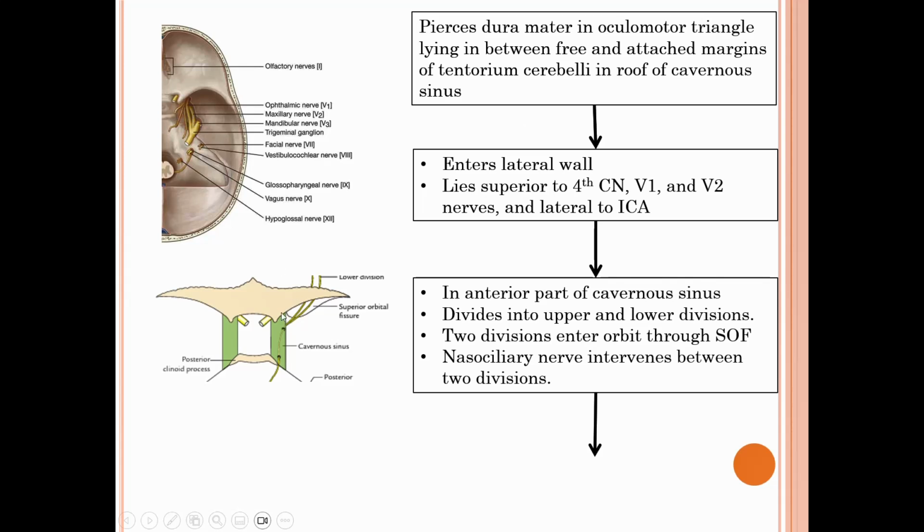It enters the lateral wall of the cavernous sinus, and it lies superior to the fourth cranial nerve, ophthalmic and maxillary division of fifth cranial nerve, and also lateral to the internal carotid artery. In anterior part of cavernous sinus, it divides into upper and lower division, and these two divisions enter through the superior orbital fissure, and nasociliary nerve, which is branched from ophthalmic division of fifth cranial nerve, is present between the two divisions of oculomotor nerve.